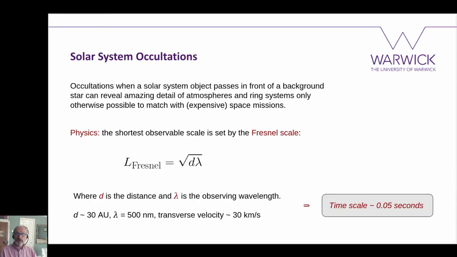So these are called occultations, and they can reveal very interesting detail of atmospheres. If an object has an atmosphere, it won't just block the light immediately, you'll see it fade. And also if something has a ring around it, like the rings of Saturn, when they pass across a background star, you'll see dips in the light curve that allow you to measure the rings very precisely, and in ways that you can only match by going there directly with an expensive space mission.